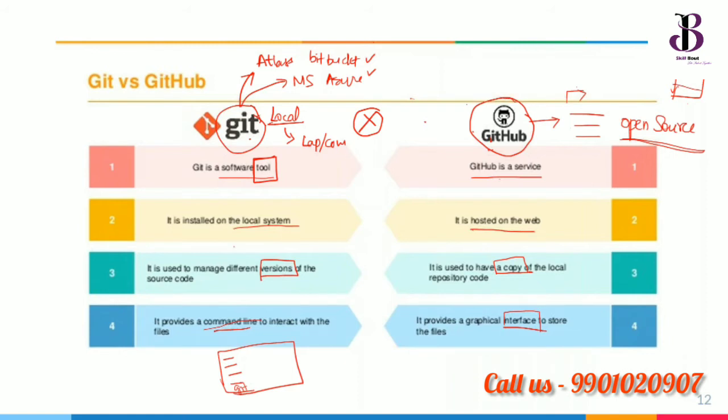So what is GitHub? GitHub is a remote. So remember this thing. What is Git? Git is a local tool. Two important keywords: local tool. What is GitHub? GitHub is a remote repository.